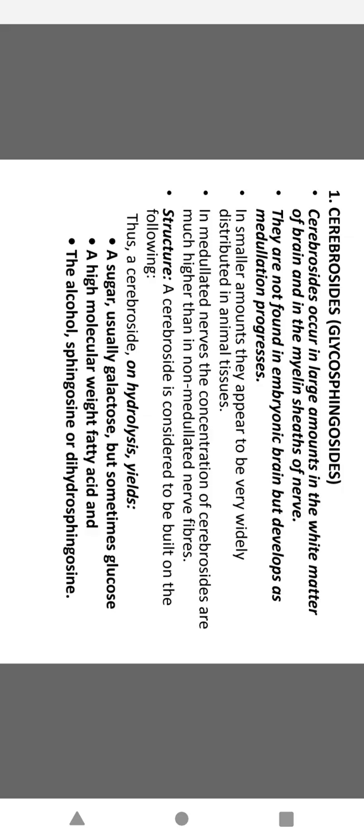Structure: it contains sugar, usually galactose, sometimes glucose. And a high molecular weight fatty acid is present, and also an alcohol. The sphingosine is the alcohol. When we hydrolyze any one of the cerebrosides, we get the following components also. These are derived lipids.